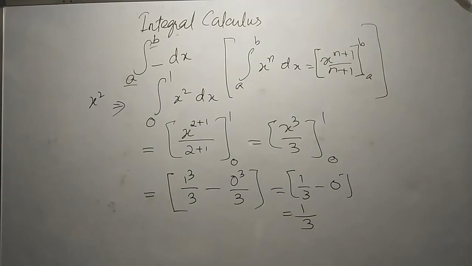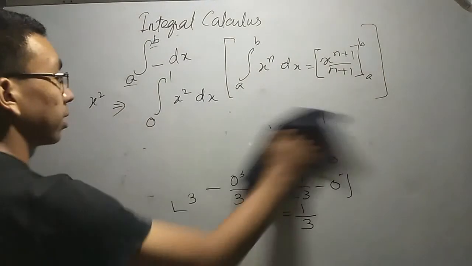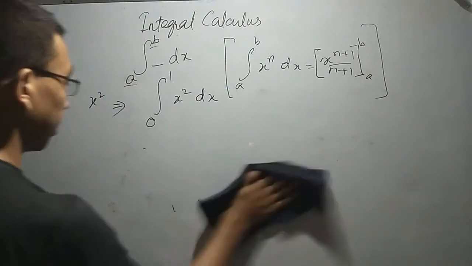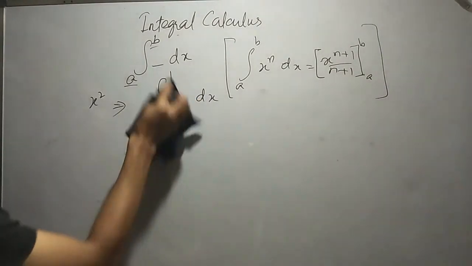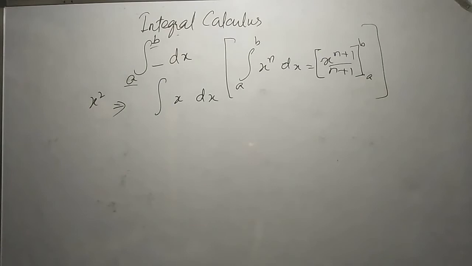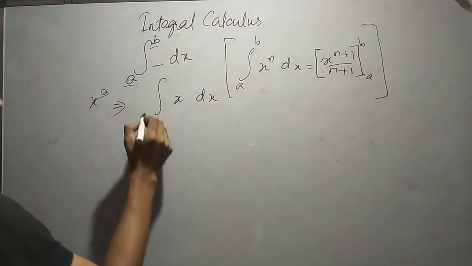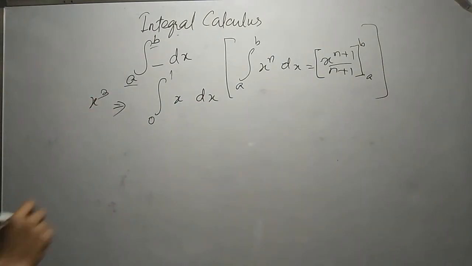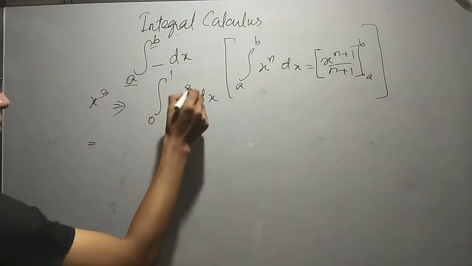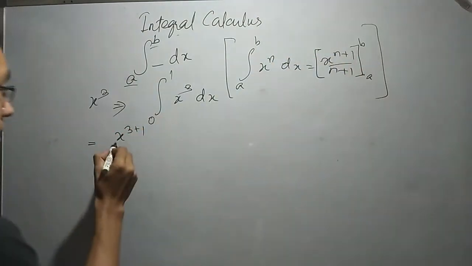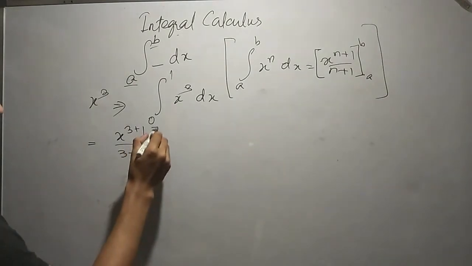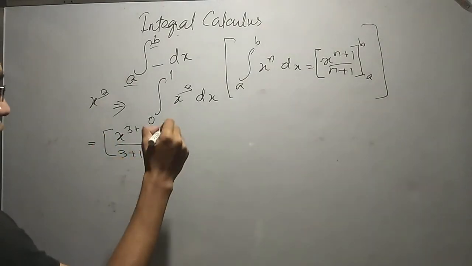So let me try one more, and then you solve some by yourself. This time you can change the limits too, maybe minus 1 to 1, but just for simplification, let me use 0 to 1 only. This time let's take x cube, from 0 to 1 again. Now integration of x cube is x to the power 3 plus 1 divided by 3 plus 1, in a square bracket with the limits from 0 to 1.